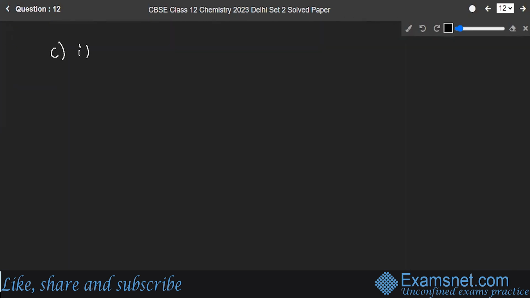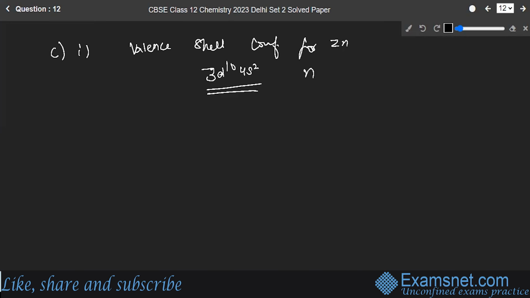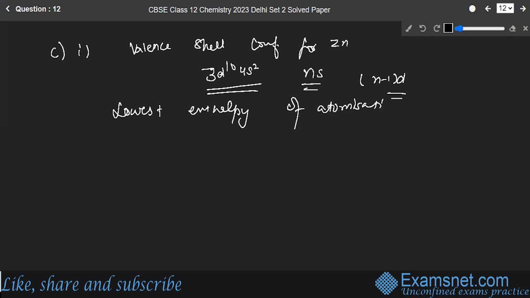C part, first question. The valence shell configuration for zinc is given by 3d10 4s2. Due to the absence of unpaired electrons in ns and (n-1)d shells, the interatomic bonding is weakest in zinc, and consequently, zinc has the lowest enthalpy of atomization in the 3d series of transition elements. Hope you are clear with this.